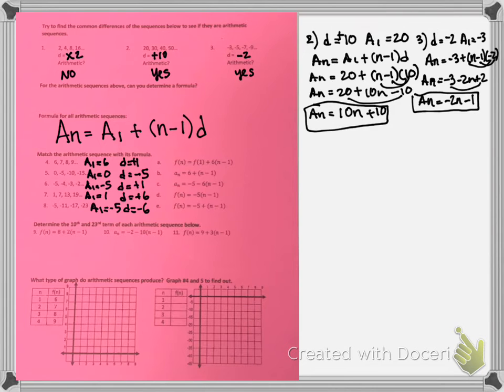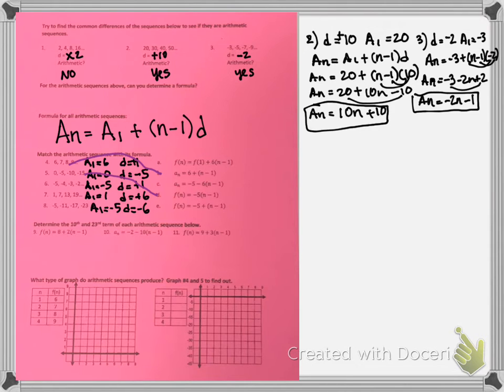Okay. Now, with that information, it's going to be easy to go ahead and connect up matches. So what matches with a first term of 6 and a difference of 1? What goes with 4? Anybody? Say it out loud. B. B as in boy. So this and this. Okay, what about first term of 0 and a common difference of -5? Which one would that be? D.